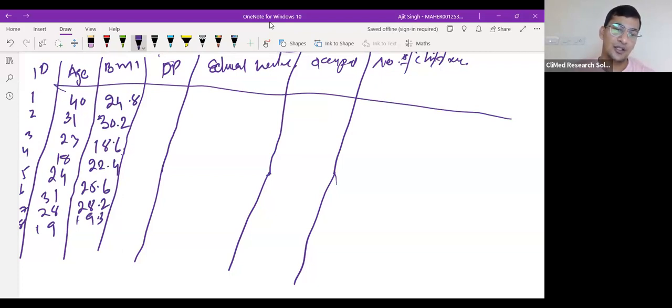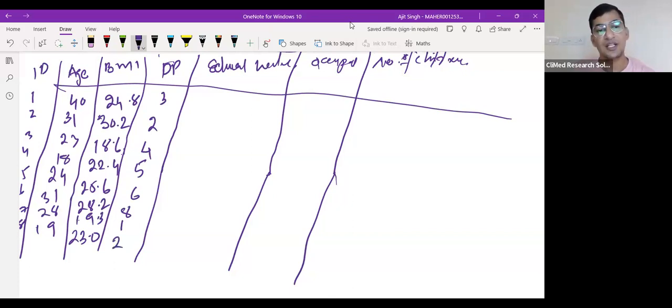So I think this is 23 again. Okay, this is the BMI. Duration of the pregnancy, if I say in months, that is 3 months, that is 2 months, that is 4 months, that is 5 months, that is 6 months, that is the 8th month, that is again 1 month, that is 2 months, right? That is 2 months.